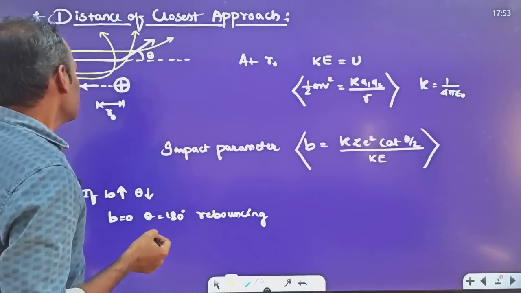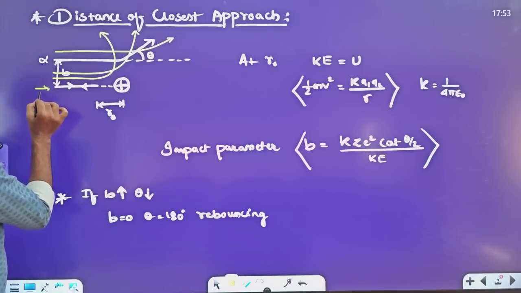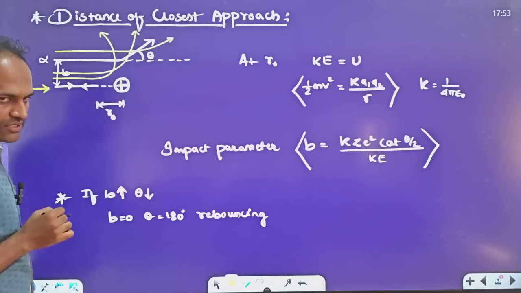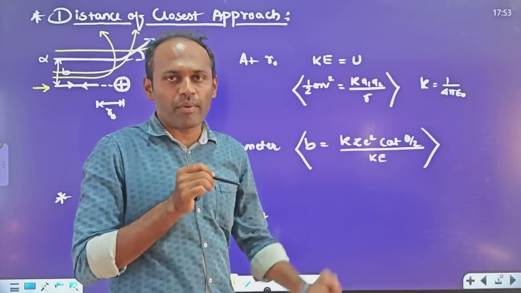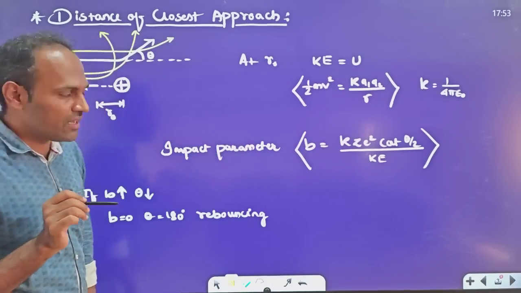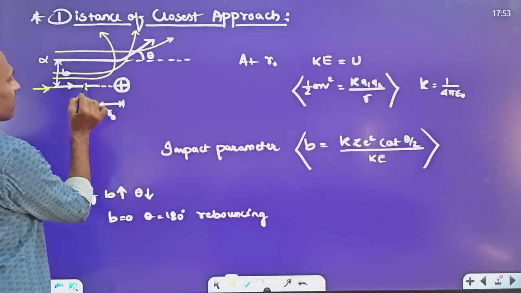See, next, if I send an alpha particle exactly along the central line of the nucleus, that alpha particle will move up till a certain distance and it will get rebounced.